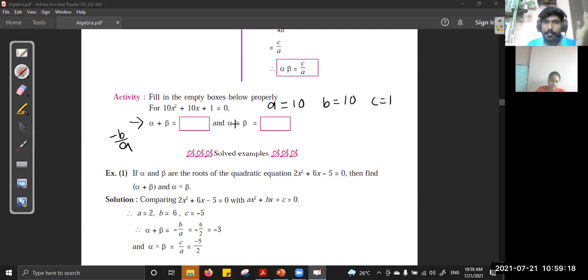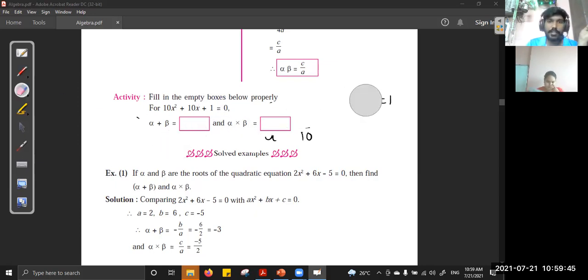So what is b here? 10. It becomes minus 10 upon 10, which is minus 1. And then what is the formula for alpha into beta? c upon a. So this becomes 1 upon 10. Clear? Okay.